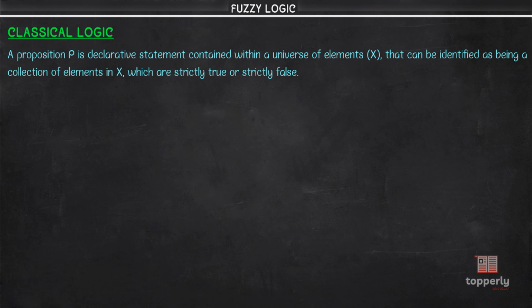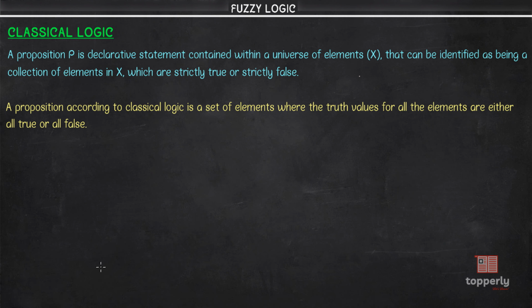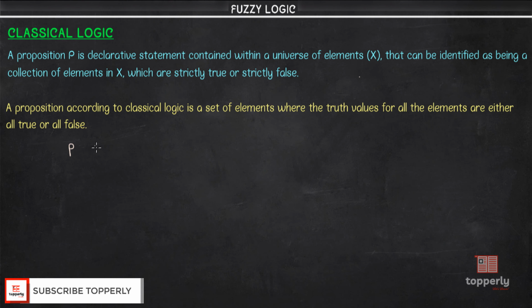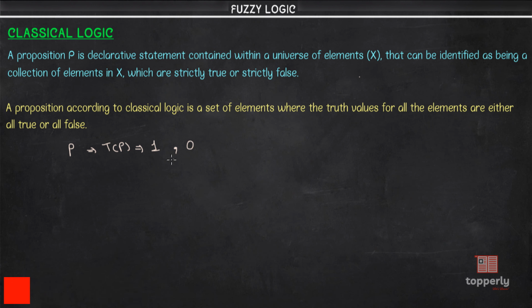In classical logic, a proposition P is a declarative statement contained within a universe of elements represented by X that can be identified as being a collection of elements in X which are strictly true or strictly false. Or in other words, a proposition, according to classical logic, is a set of elements where the truth values of all the elements are either all true or all false. So the truth value for an element P, given as T of P, will take the value 1 if it is true, or the value 0 if it is false.